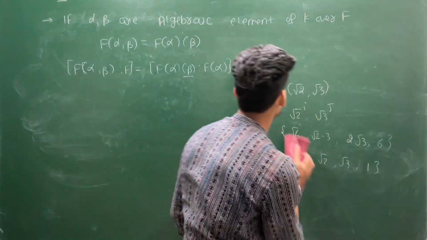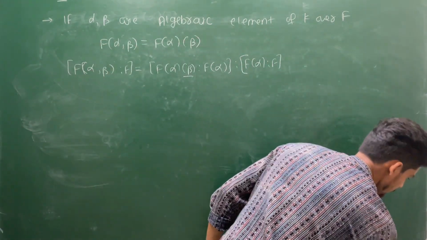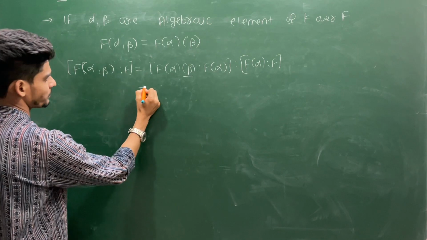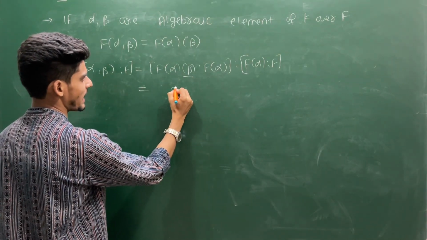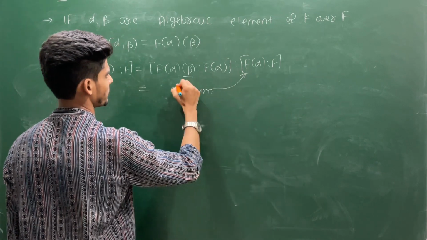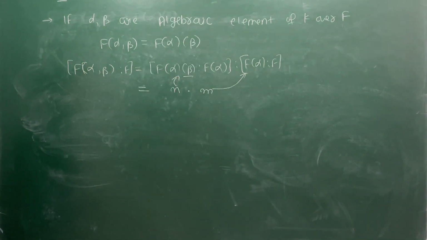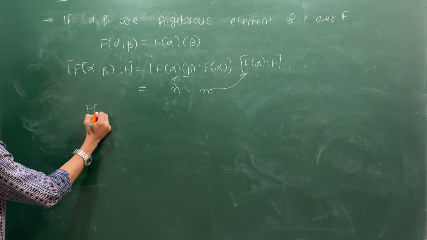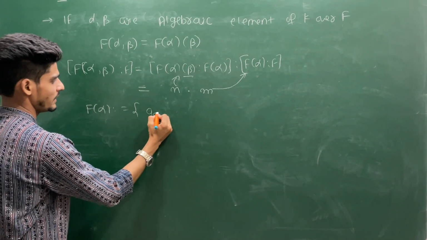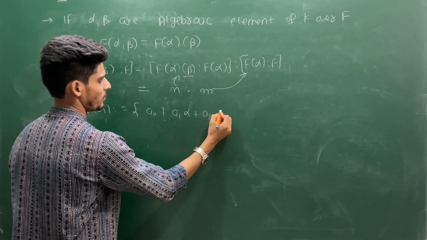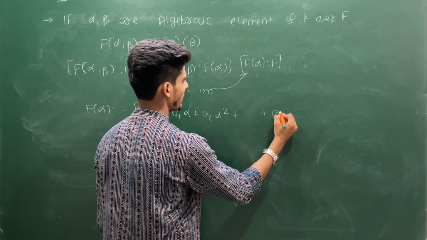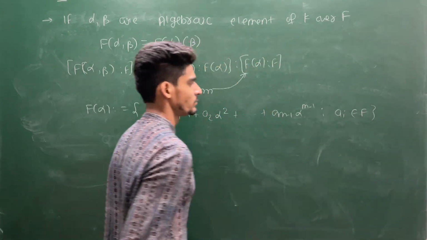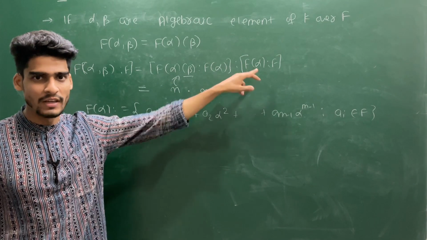So here you see, suppose this degree is n, say this degree is m, then we have already proved how this structure looks. This F(alpha) you can write as a0 plus a1 alpha plus a2 alpha squared plus up to a(m minus 1) alpha to the power m minus 1, where each ai is coming from F. So this is the definition for this F(alpha) we constructed.